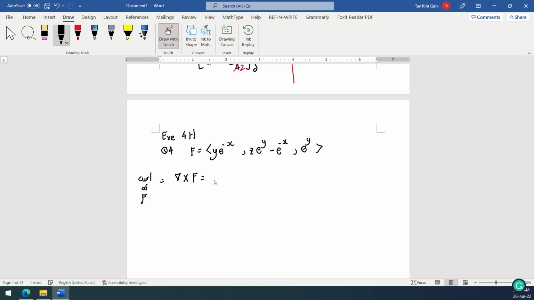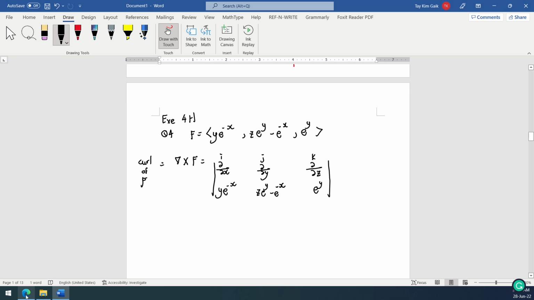Del is a differential operator. If F is 3 dimensional, then del will be 3 dimensional too, which is del/del x i, then del/del y j, and component k is del/del z k. This is del, so cross with vector F: component i is y e^(-x), component j is z e^y minus e^(-x), component k is e^y.